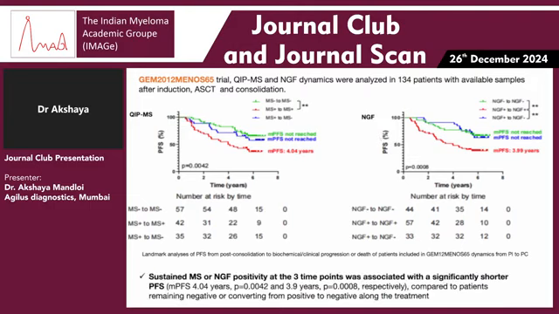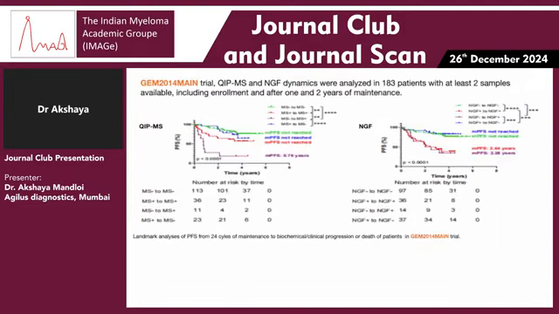So here we can see that sustained mass spectrometry or flow cytometric MRD positivity at all the 3 time points is associated with a very significantly shorter progression-free survival, approximately 4 years in both of the studies. Similarly, in the MAIN trial, these things were analyzed, and along with these 3 parameters, a fourth parameter, that is conversion from MRD negative to MRD positive, which is depicted by the purple line, was also assessed.